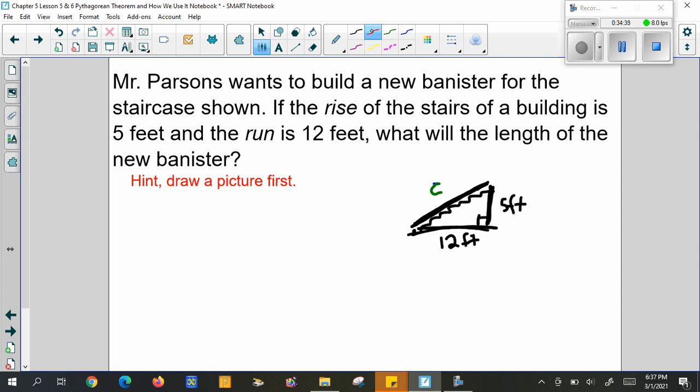As for A and B, I'm going to make the 5 feet A, 12 feet B. Some teachers, again, would suggest making the smallest one A, which is what I did here. And we can go ahead. This diagram makes a right triangle. So let us solve the Pythagorean theorem.